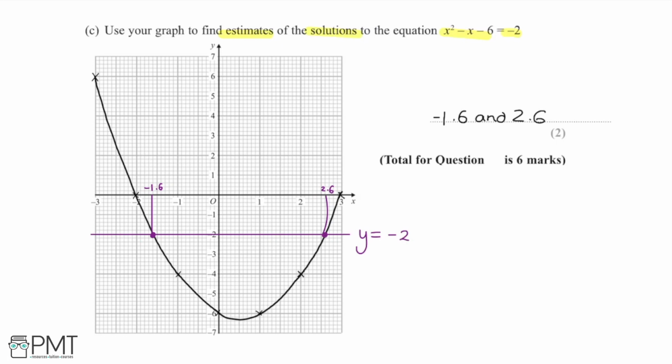Now, as for how the marks are awarded, you would get the first mark for drawing in this line of y is equal to -2, and then the second mark would be for getting the correct answers here, which can be in the range of -1.5 to -1.7, so 0.1 either side of the answers that I've given here.